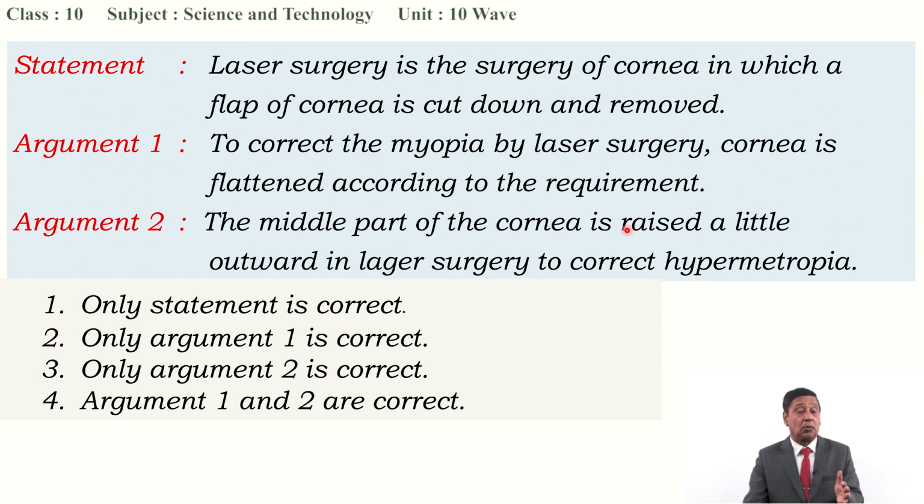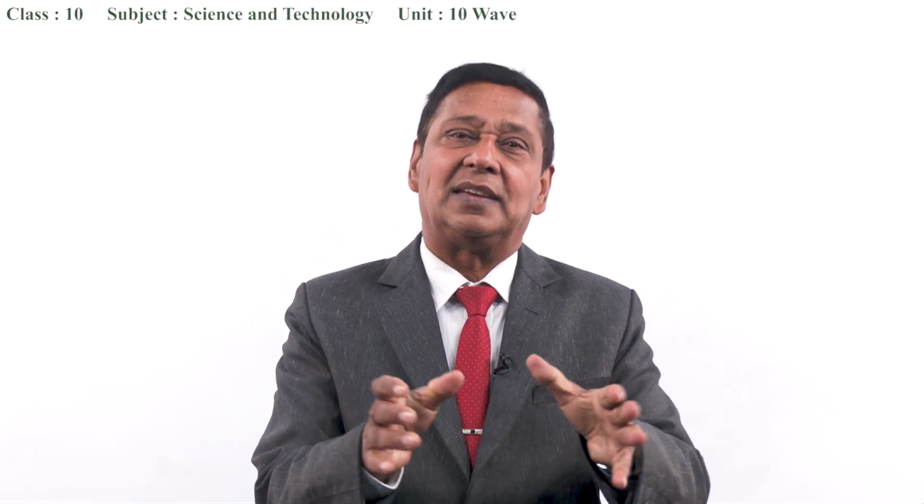The middle part of the cornea is raised a little outward in laser surgery to correct hypermetropia. Yes, the middle part is raised, which increases the power of the lens, the converging capacity is increased, and it corrects hypermetropia. That's why argument 1 and argument 2 are both correct. So I can say that the fourth option is correct. Yes. Now this is the end of class.